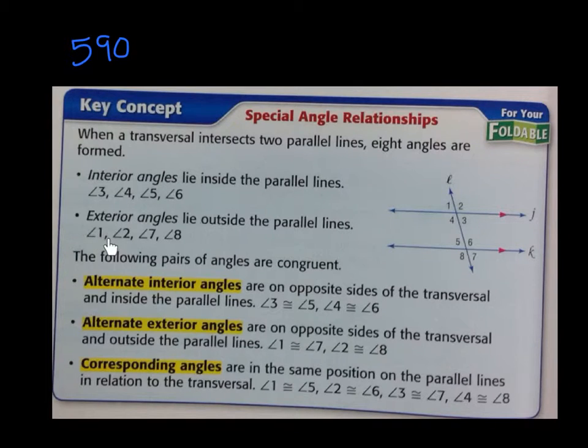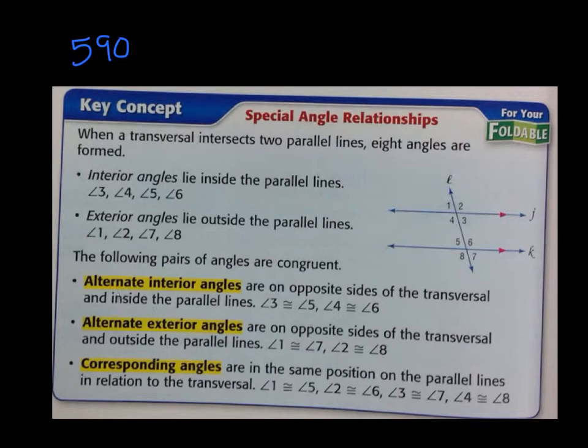And then angles 1, 2, 7, and 8 are exterior. The prefix "ex" means out, like exit, means outside. And those would be 1, 2, 7, and 8. So when we have a transversal that intersects parallel lines, it makes some special kinds of angles.